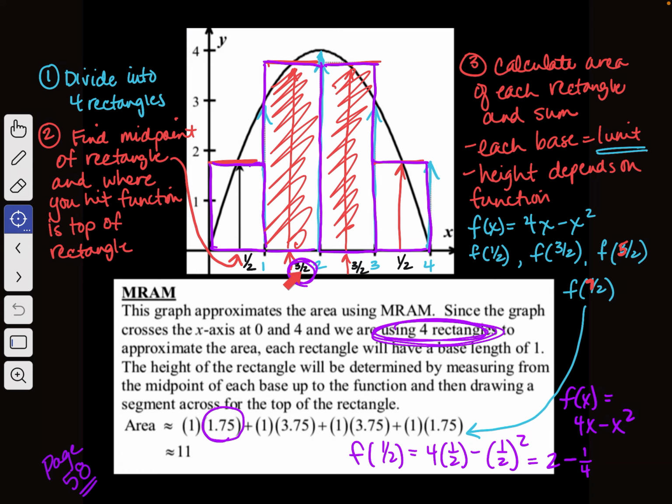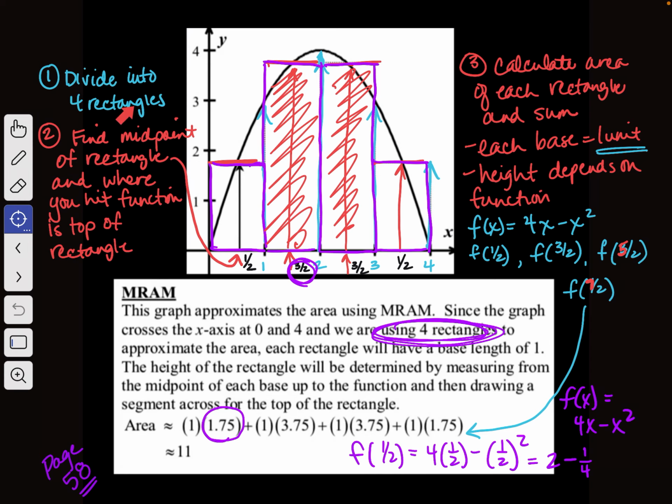The second middle of the base would be 3/2, and we evaluate the function at 3/2. That gives you 3.75. The next, I think that should be 5/2 right there, not 3/2. So if you evaluate at 5/2, and I made my correction over here, you again get 3.75. And then the last one should be at 7/2. I used the same because these are the same heights, and I had already calculated them. But that's what you're doing. And so we find the area of each of these, add them up, and we get 11.